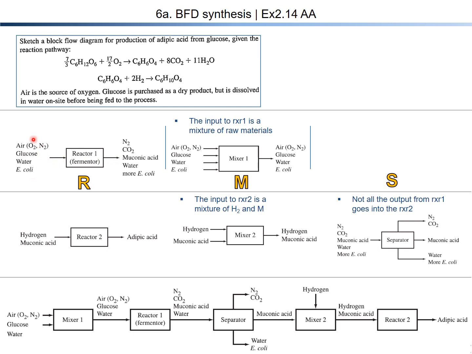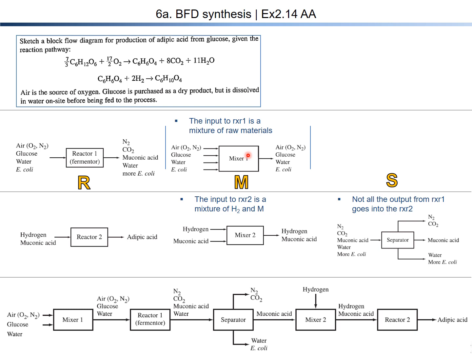And several things are introduced into the reactor, so it would be better to mix all together in a single mixture. So you need to have mixer 1. This mixer 1 is placed just before reactor 1. Mixer 1 has multiple input streams: air, the first stream; glucose, the second stream; water, third; and E. coli, the fourth stream. They go into mixer 1 and are all mixed together totally.